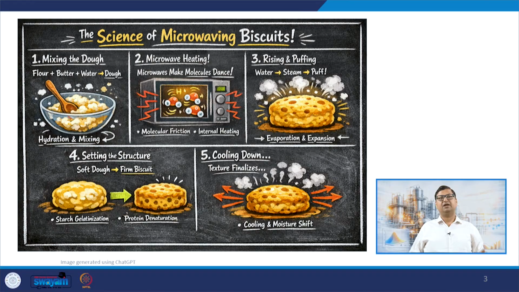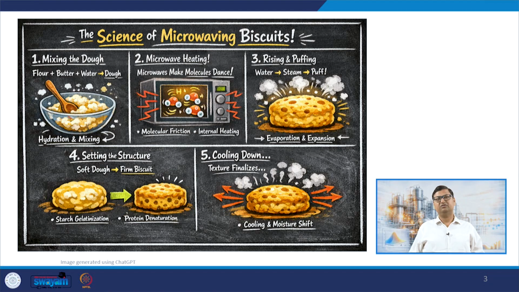The idea here is that, of course, you may have all had biscuits in your life, and you must know that biscuits are typically made in an oven. And the basic recipe of making a biscuit goes something like this. We mix flour with butter and water and we make a dough that is wet, and then we put it in an oven or a microwave. That's what I am showing here.